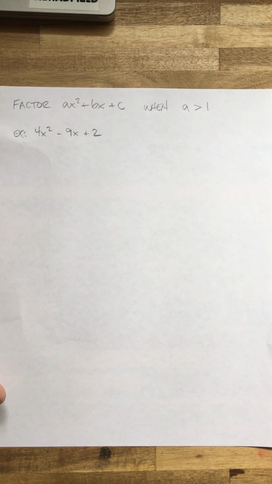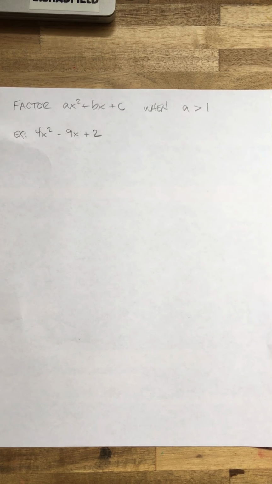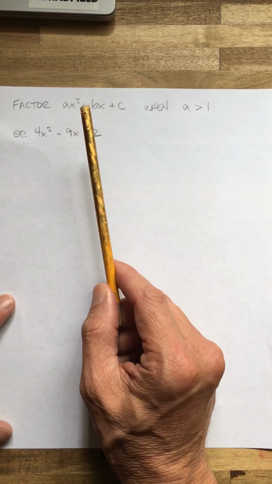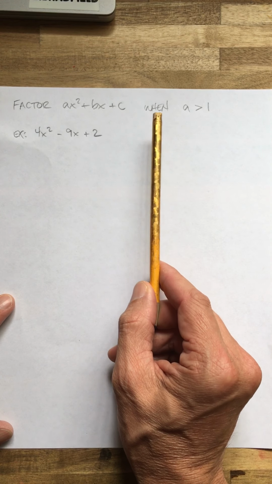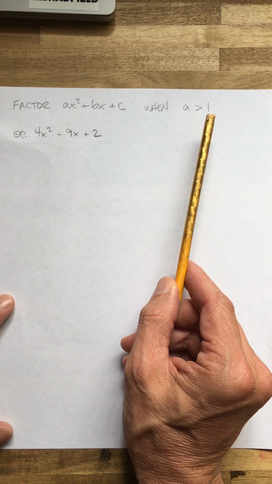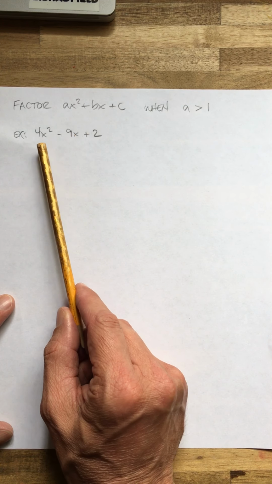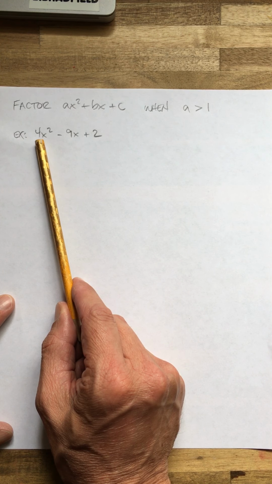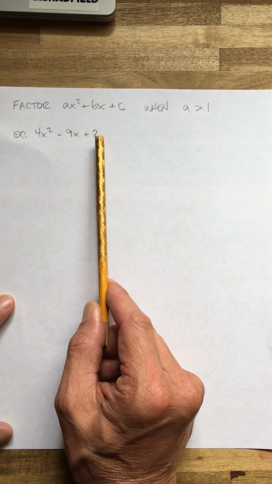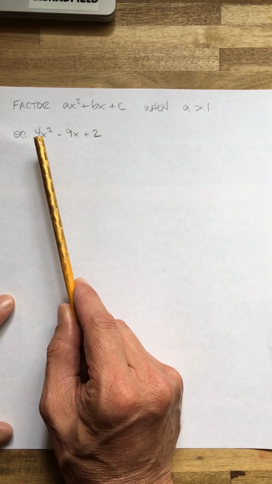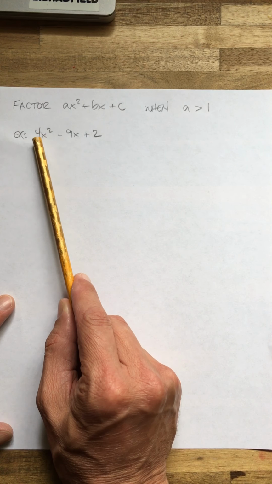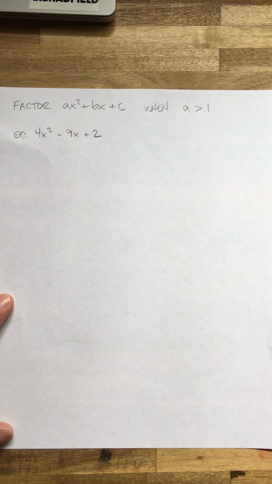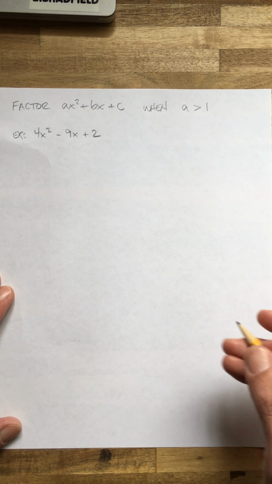Hey guys, alright, so today we're going to step it up a little bit and do the same thing. We're going to factor ax squared plus bx plus c, but this time a is going to be greater than 1, okay? So if you look here, a is 4, b is negative 9, c is 2, so we still have to find a, b, and c, but this time we don't have a 1 here anymore. But good thing we do it the same way, okay? So let's go ahead and get started.